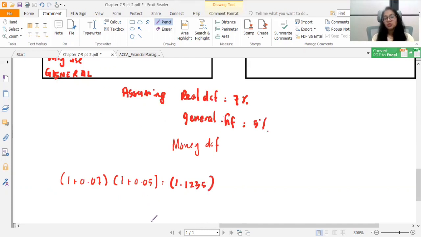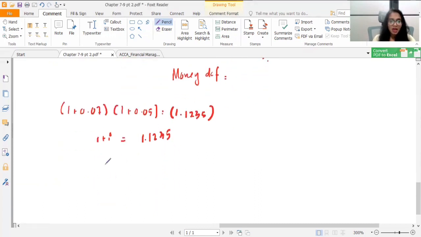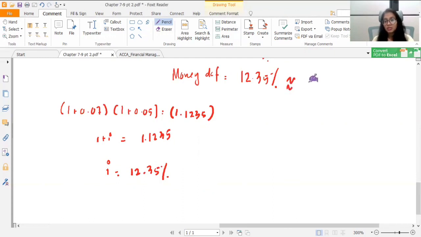1.1235. Okay, so students get confused. Miss, how does this relate to the money discount factor? Because 1.1235 is actually 1 plus i, equals 1.1235. Okay, i equals 12.35%. All right, so my money discount factor is 12.35%. Now guys, just a reminder, the examiner allows you to round down, so you can use the equivalent of 12%.